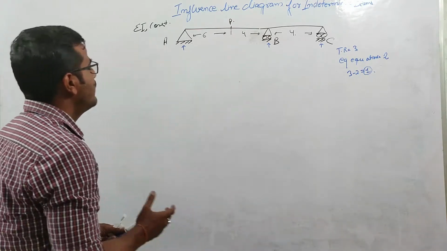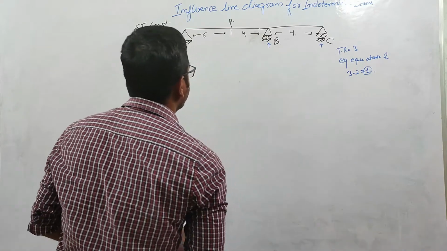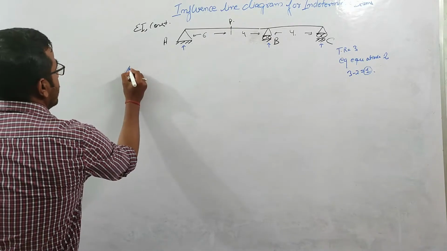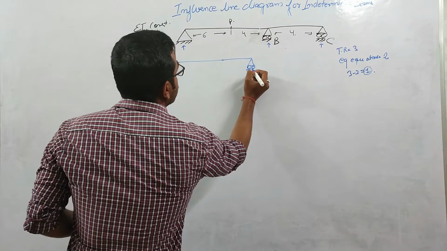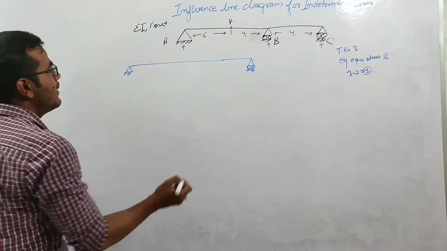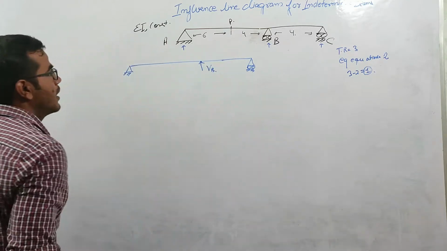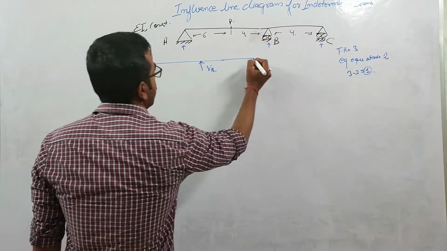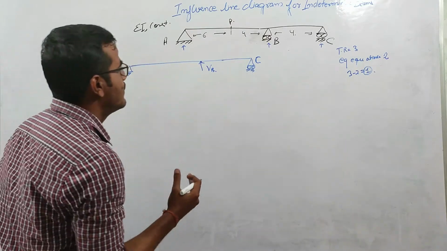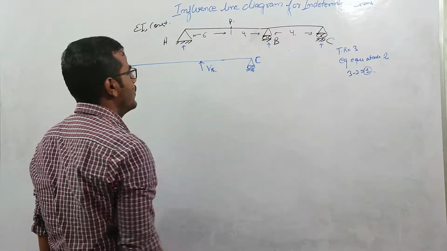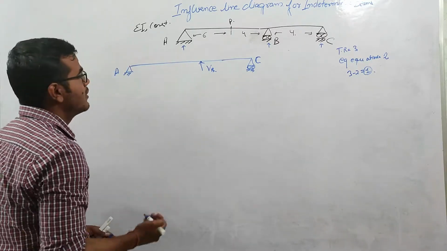So what we'll do over here is that we will remove this vertical support at B, and I'm just applying a load at point B like this. This is the A support and this is the C support, right? So I removed this B support and applied a VB load over here. Why? Because here I'm using the concept of Müller-Breslau principle.